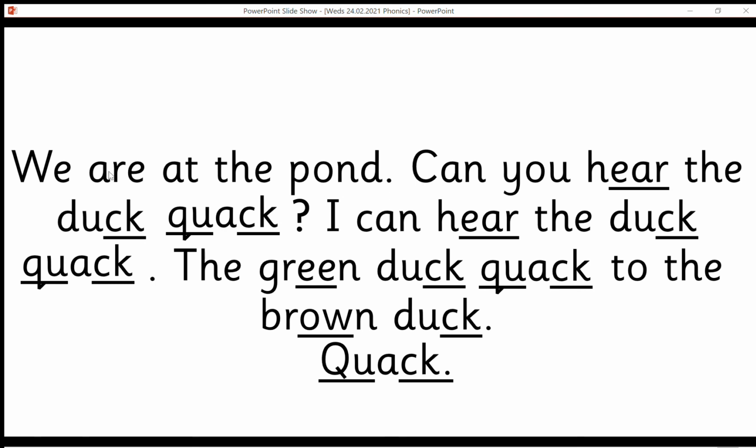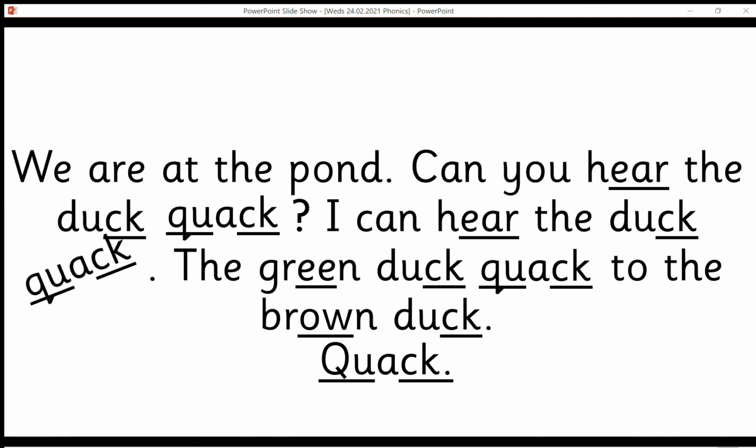Right. Off we go. Follow me with your finger. We are at the pond. So there's no quacks in the first sentence. Can you hear the duck quack? Yay! So that's one. Are you going to keep count for me? One. I can hear the duck quack.